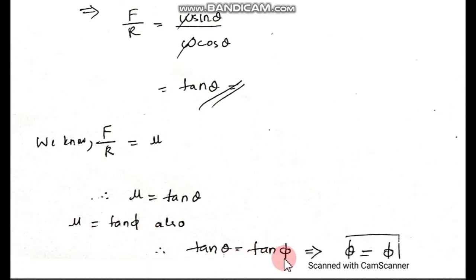Please go through the notes so that you understand better. Okay, so mu is equal to tan phi, which we have already derived previously. So we know tan phi is equal to tan theta. So this is theta is equal to phi. Okay, so sometimes they may ask to prove that angle of repose is equal to angle of friction. So you will have to do this proof, which is not there in notes.